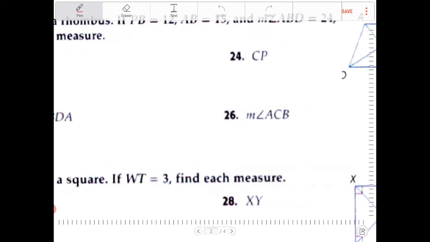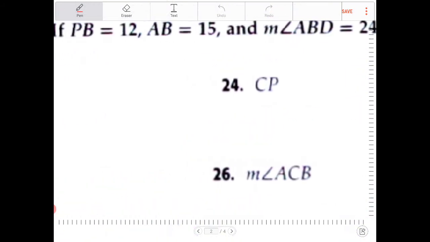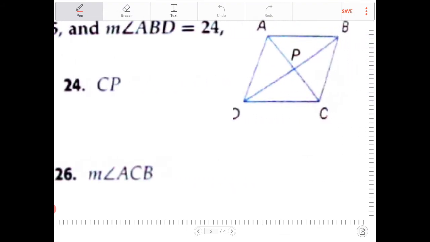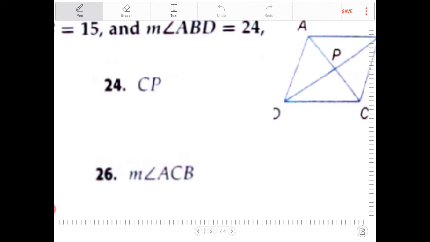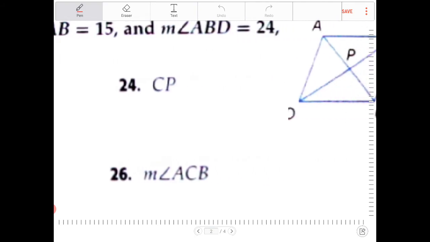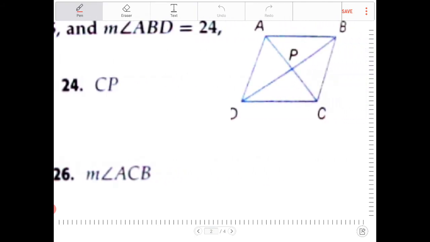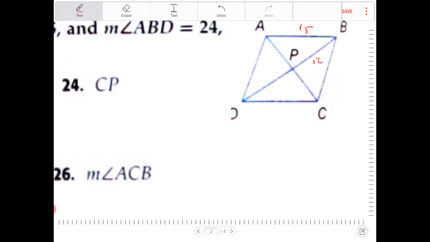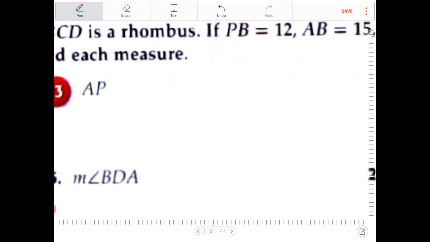ABCD is a rhombus, if it's getting cut off there. So PB is equal to 12, and AB is equal to 15, and angle ABD is equal to 24. Then we've got to find all these things.